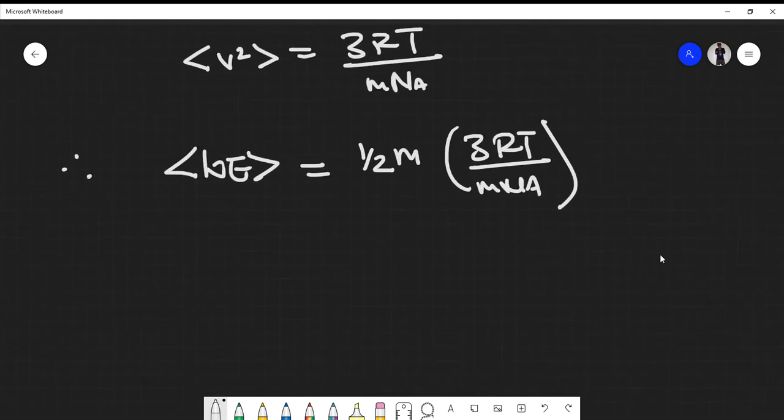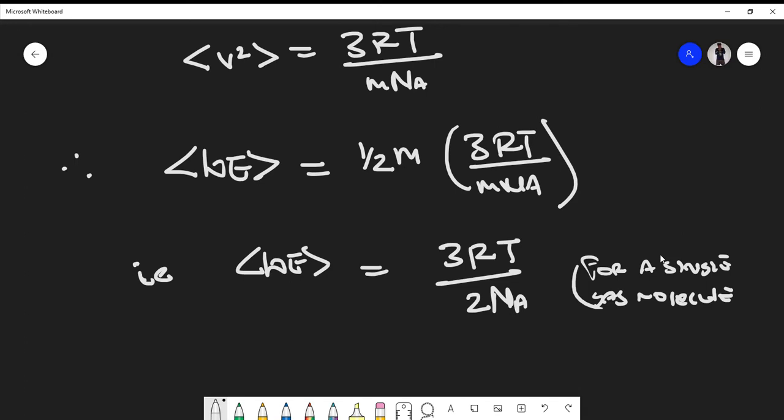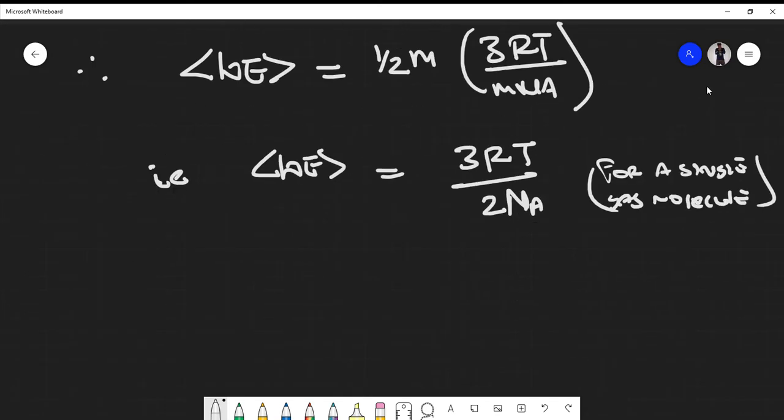So if we simplify the equation with our m and m canceling out each other, then we simply get that our average kinetic energy is equal to 3RT over 2 NA, where NA is Avogadro's number. And we say this is for a single gas molecule. So this equation of the average kinetic energy is important in physical chemistry.